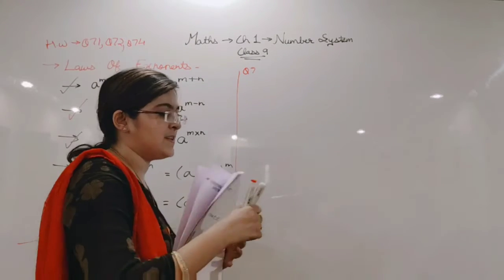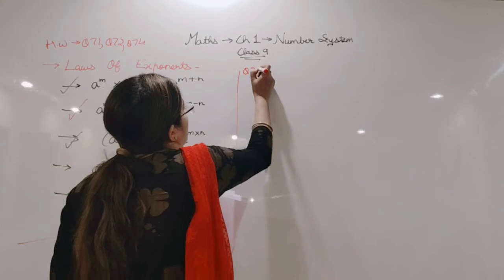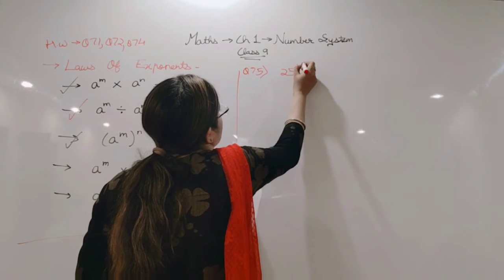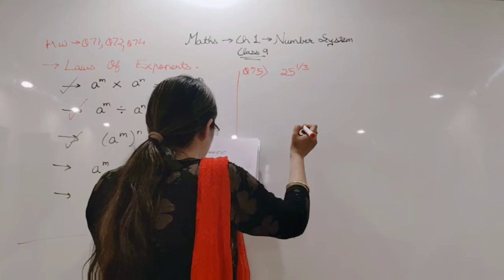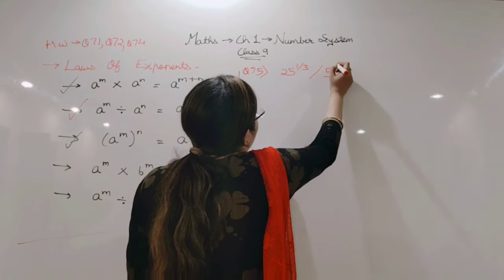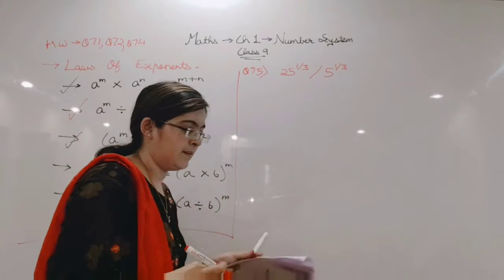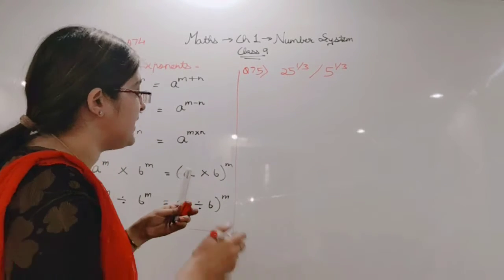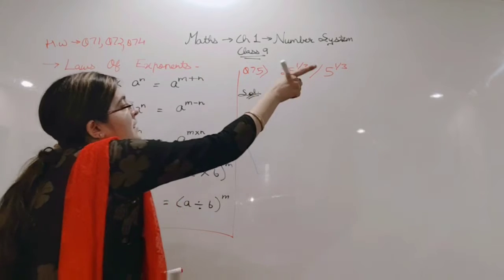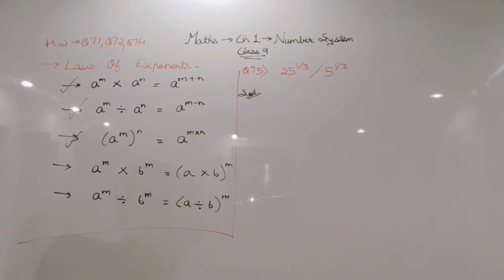Let's move on to question 75, students. See what is question 75. It is 25 to the power 1 by 3 divided by 5 to the power 1 by 3. Okay, so which property will we use here? First select the property. Here the exponents are same, bases are different.